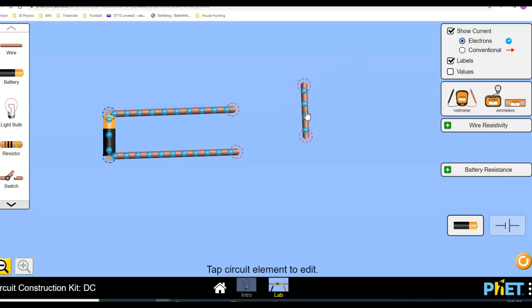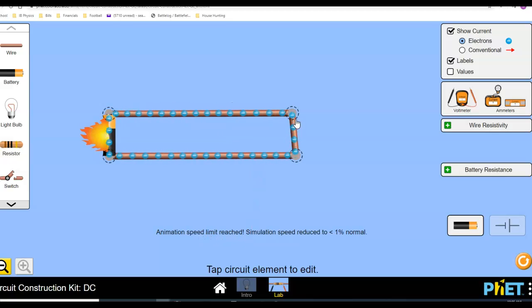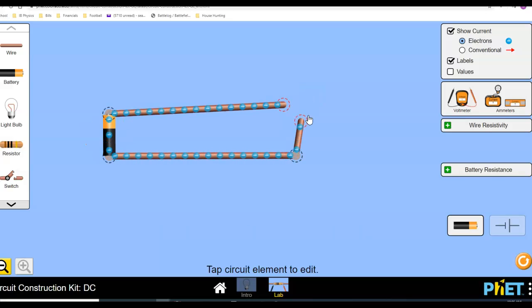If I take this piece of wire here and I attach it to the ends, watch what happens. Okay, so now I have a circuit. Notice that the battery is actually on fire, which is bad, and it says animation speed limit reached. This is a circuit, but this is not the type of circuit you want to make. Okay, this is actually what's called a short circuit. You might have heard the term short circuit before. And a short circuit is basically when you construct a circuit and the power provided by the battery has no place to go.